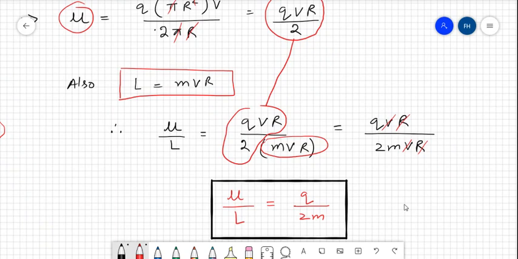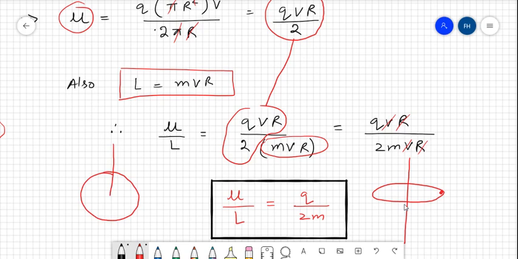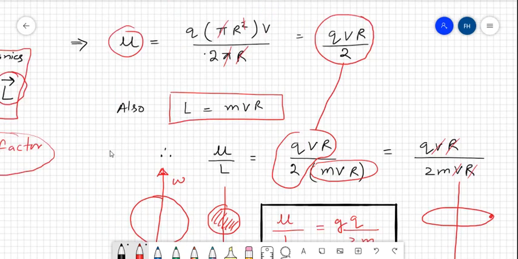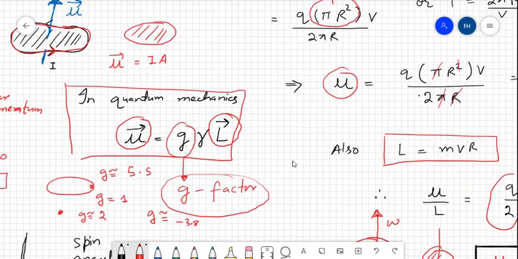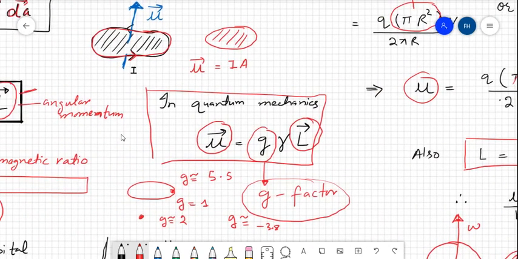Whatever system you take, whether you take a simple charge revolving or orbiting an axis, or a charged shell which is undergoing angular velocity omega, or any solid charged sphere, in all cases you'll find that mu by L equals q by 2m. And if you want to extend to the quantum domain, you just have to multiply by the g factor. So this was the little derivation of this relationship between mu and L.